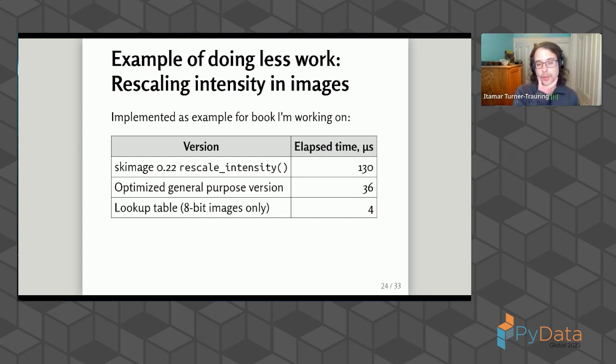So scikit-image has an implementation. And if you optimize it a little bit, you can make it around 4 times faster. And if you write an optimized version with a lookup table, which limits you to 8-bit images, it's that much faster. And these are all O(n), all linear runtime, but the constant multiplier, how much it takes to run each step, is much, much lower. And so you get a really significant speedup.